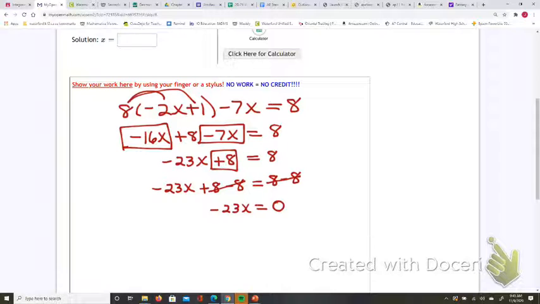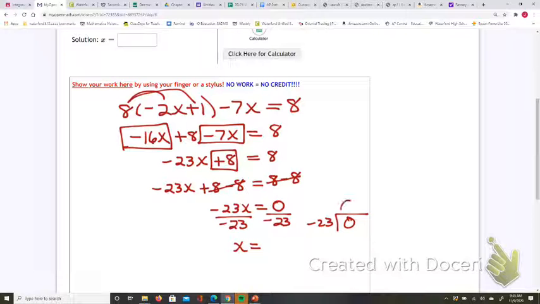Okay, now we're ready to do our last step, and that is to undo the multiplication. So we find our x, and we find the number next to the x, and that's the negative 23, and we divide both sides by negative 23. Negative 23 divided by negative 23 is 1x equals. Okay, now we come off to the side over here and we do 0 divided by negative 23. Okay, negative 23 times what number equals 0?